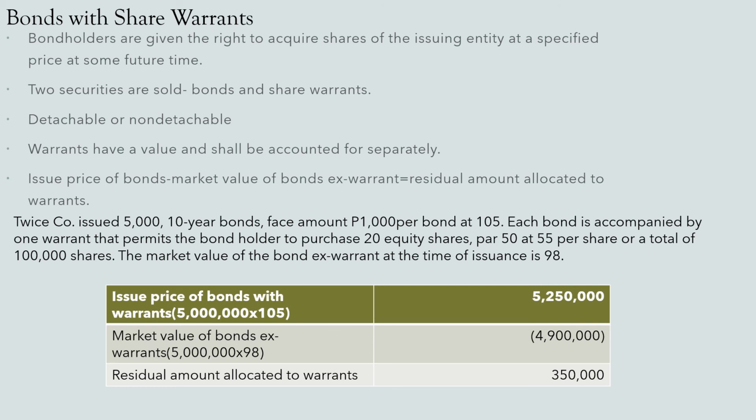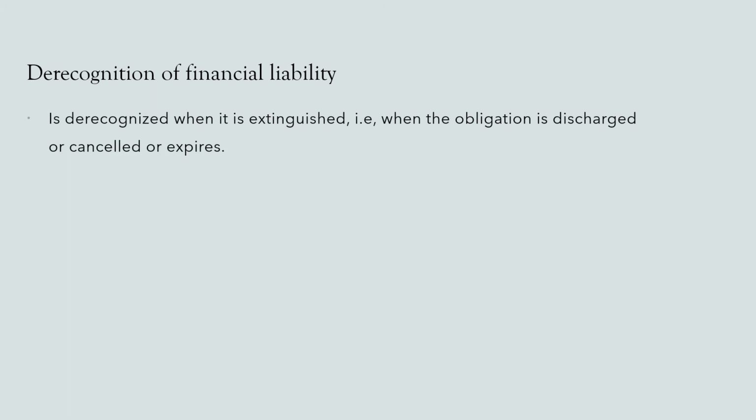The derecognition of financial liability. A financial liability is derecognized when it is extinguished. Example is when the obligation is discharged or cancelled or expires. When we say derecognition, it means the removal of previously recognized asset or liability sa isang entity statement of financial position. There are different ways to extinguish the liability.